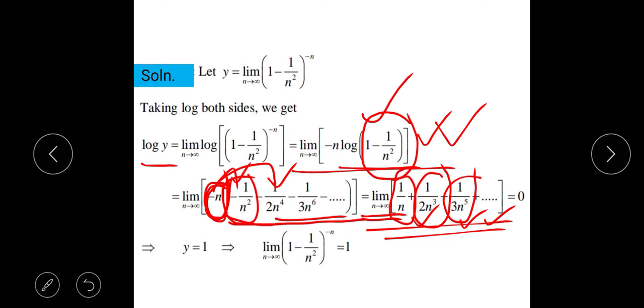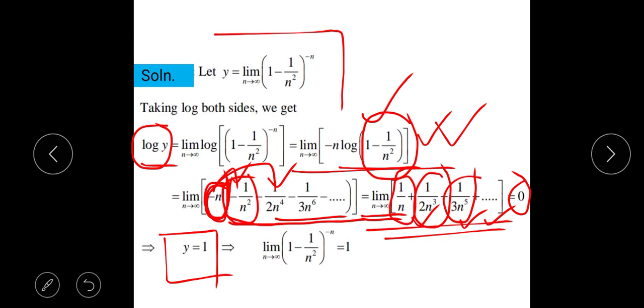So finally you are getting log y equals 0. That means y equals 1. So at first we assigned y to the expression limit n tends to infinity of (1 minus 1 upon n square) whole to the power minus n. So this will be 1.